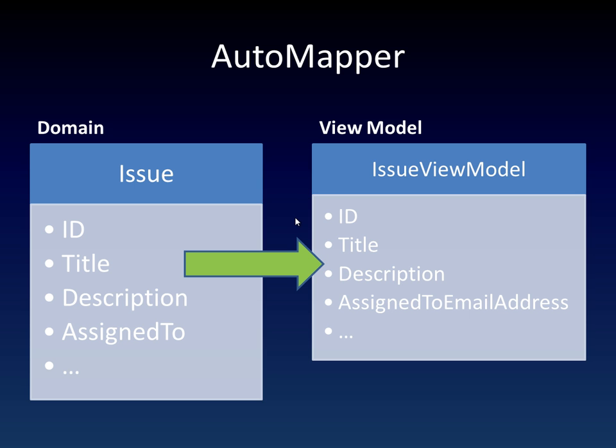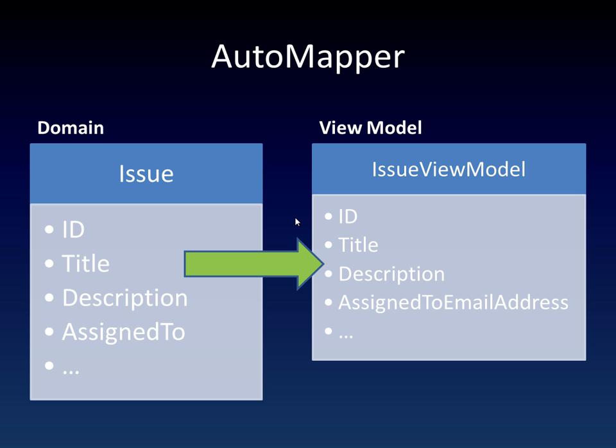AutoMapper, without you having to do anything else, is smart enough to see AssignedToEmailAddress and figure out that what you actually want is the EmailAddress property from the user that's in this AssignedTo property. So without having to write any code and tell AutoMapper how to do it, it will reach in there, grab the email address, and put it in your view model. So it's very cool. It even handles null checking and stuff like that. So it's not like it's going to blow up if the issue's not assigned to anybody. It's going to see AssignedTo as null, so it's just going to assign null to this. So, make sense? Very, very handy tool.